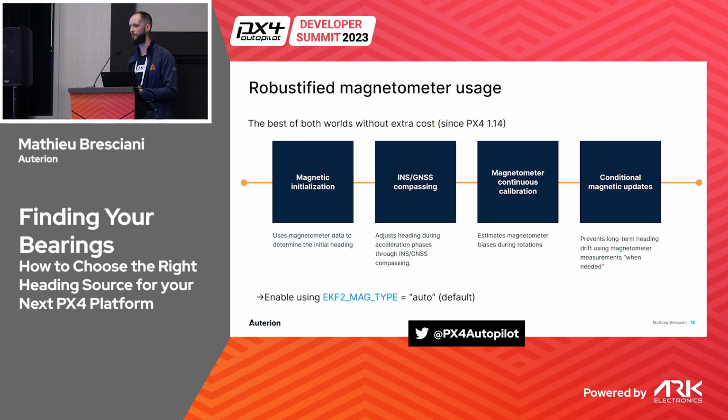So the EKF will figure it out itself, constrains the heading estimate, and we only use the magnetometer again if we see that the uncertainty on the heading is getting too large. Also during the flight, we continuously estimate the magnetometer biases, even if we don't use them, so that as soon as you have to use them again, they are more or less freshly calibrated from the flight. And that's the default mag type we have on PX4 1.14 now.